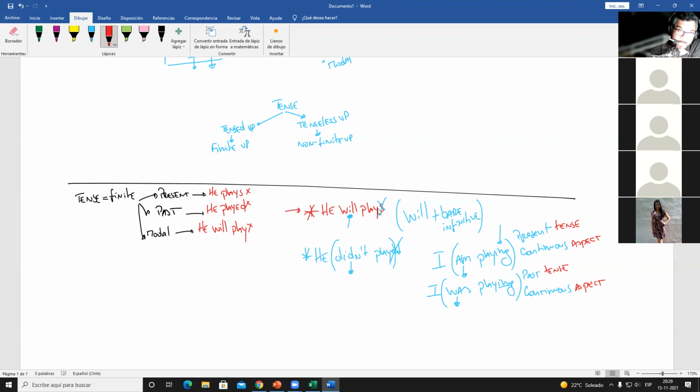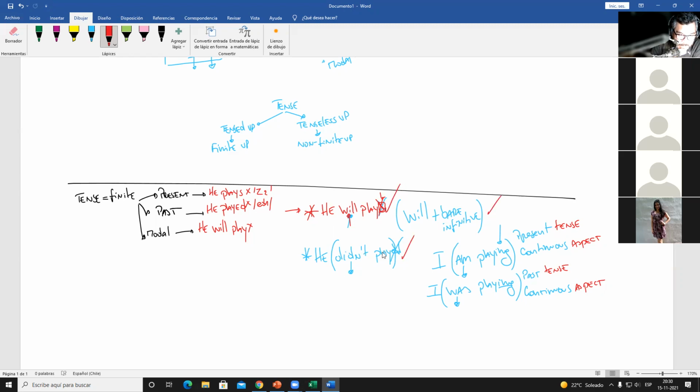Ejemplo mal hecho, este de acá: he will plays está mal hecho. ¿Por qué está mal hecho? Porque debido a la presencia del modal will, ya no es posible colocar el tense que está aquí, ¿cierto? Por eso está malo. ¿Sí? Entonces, hay tres formas de marcar tense en inglés: present tense, past tense y con la presencia de un verbo modal. ¿Cachai? Con eso expliqué esos ejemplos.